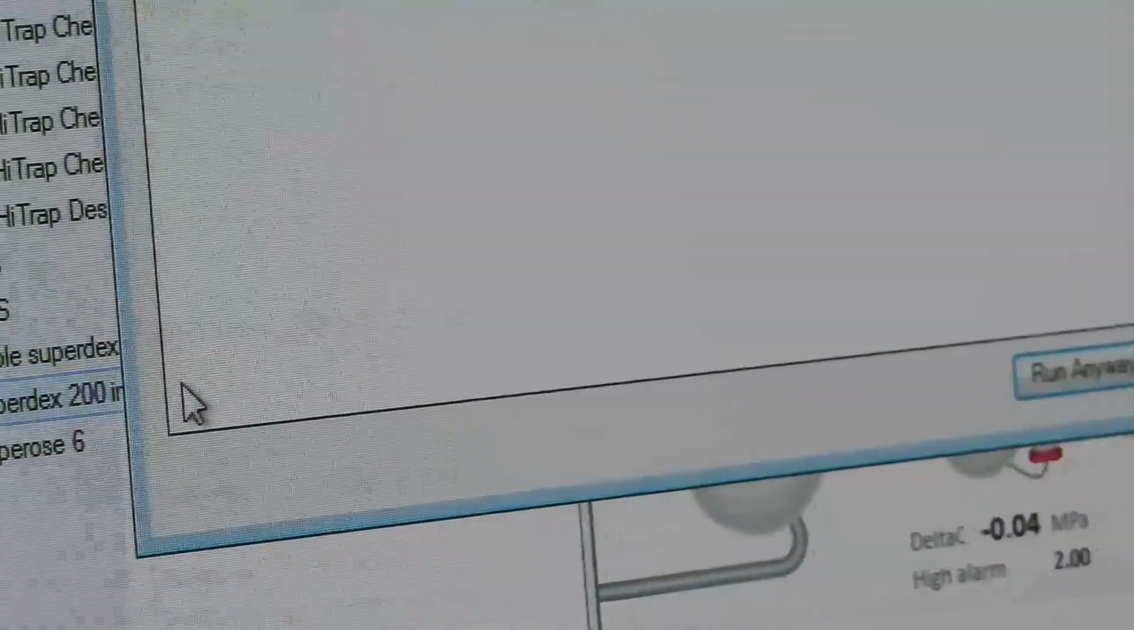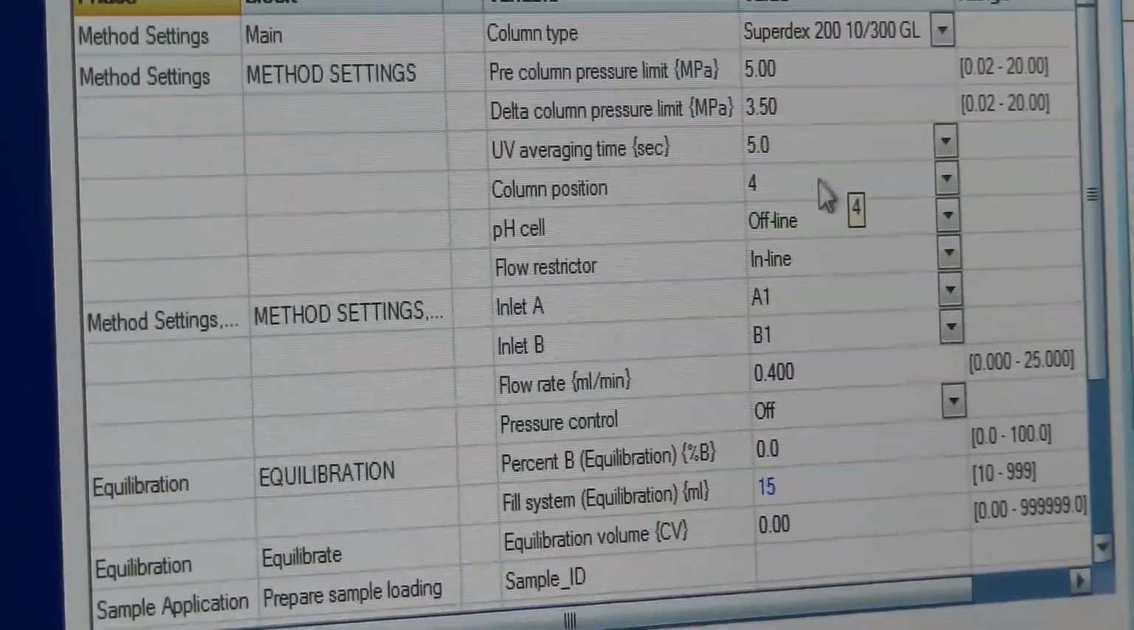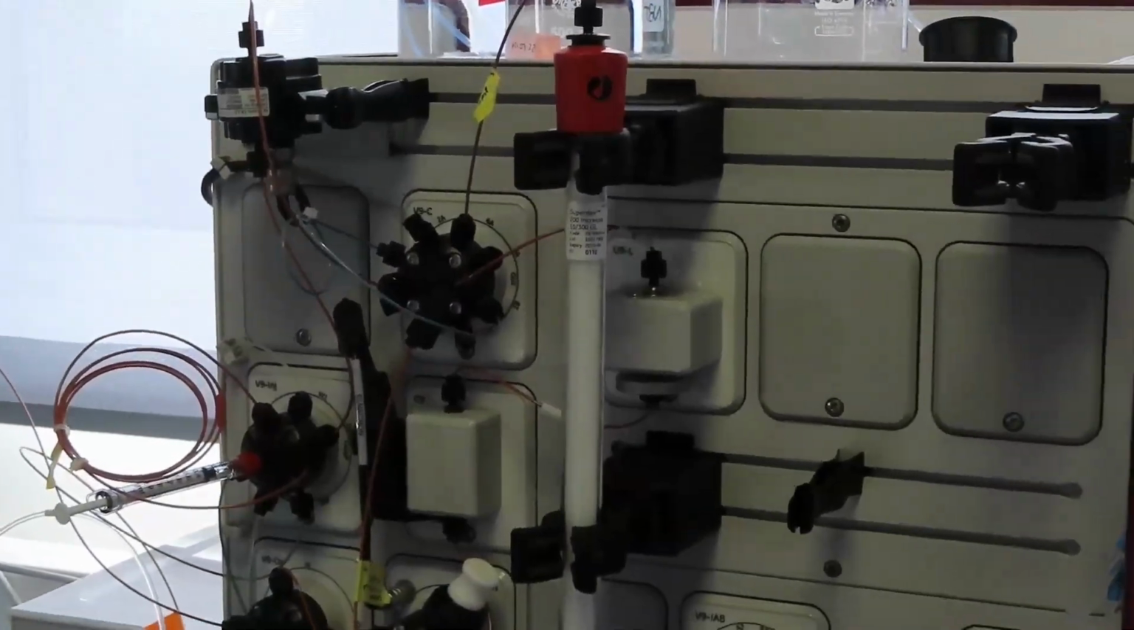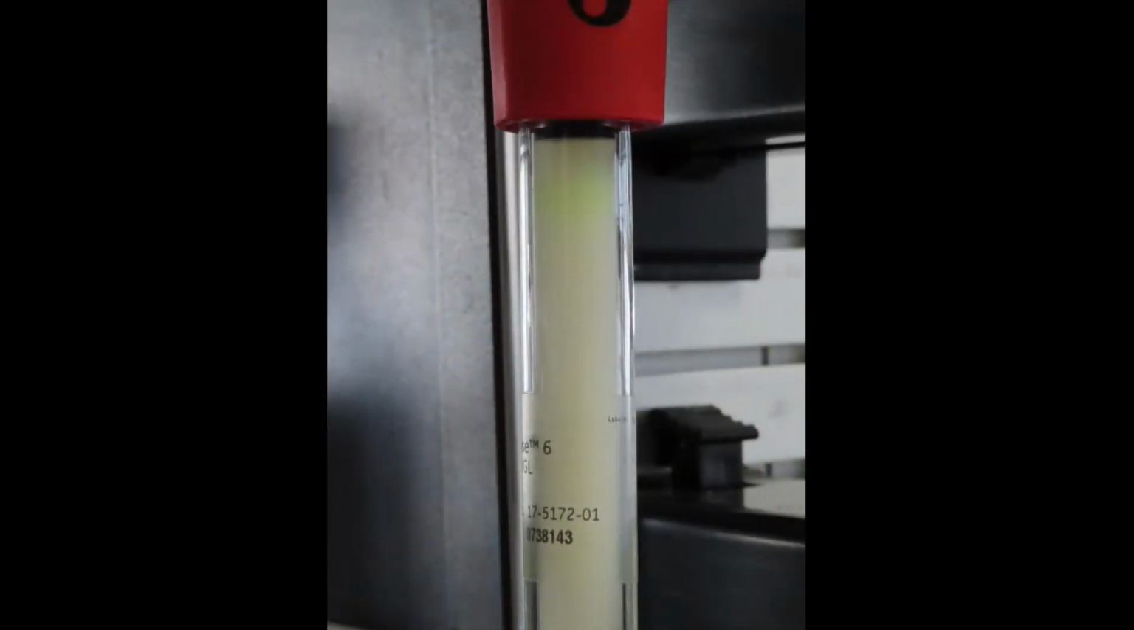The SEC method used for this particular column is selected and run, checking that all parameters are correct. The sample is injected on the top of the column. The running buffer moves the green protein to the bottom, clearly seen in this green strip.